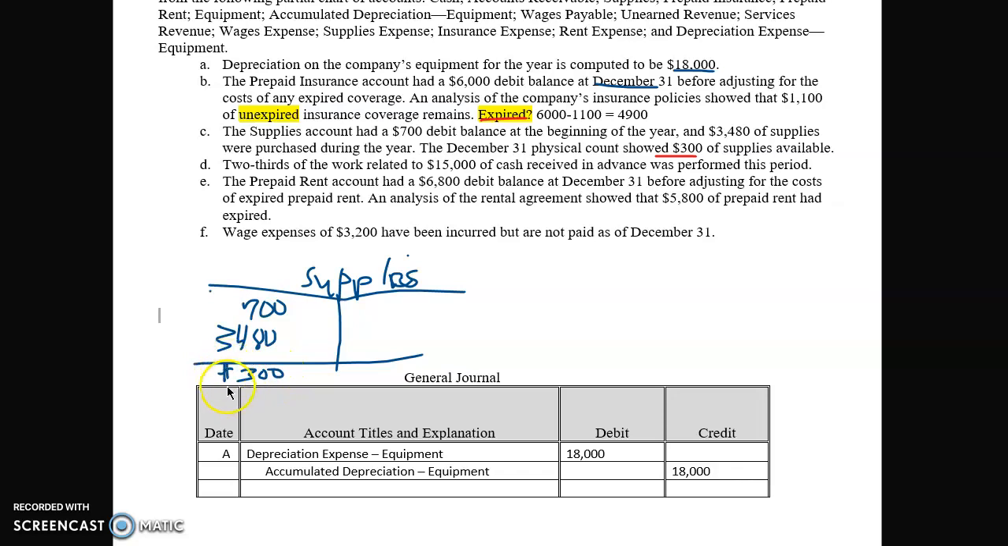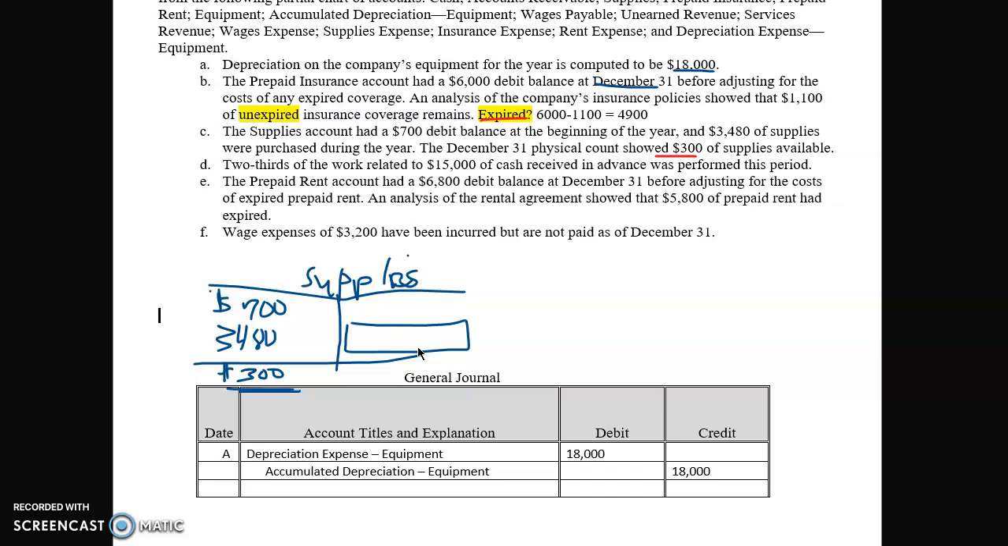So we have a balance at the end of the year of 300. We start off the year at 700. That means the only way to lower a balance in an asset account that has a normal debit balance is a credit. And that's the question, right? How much do we need to do that?